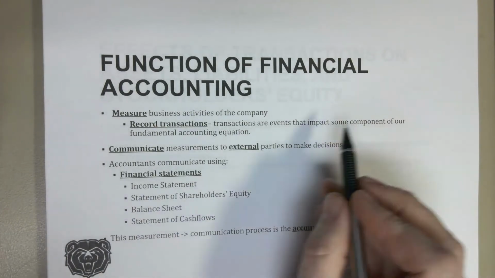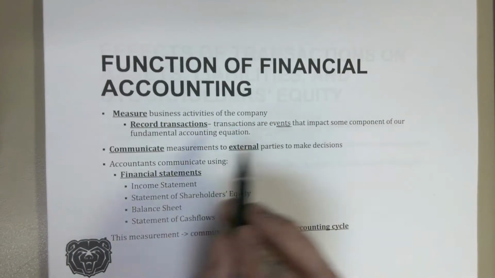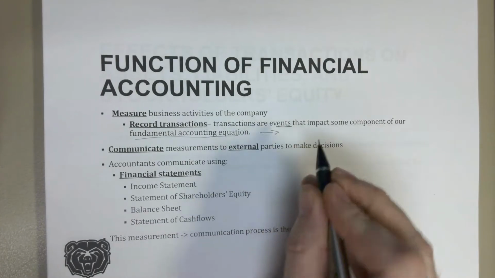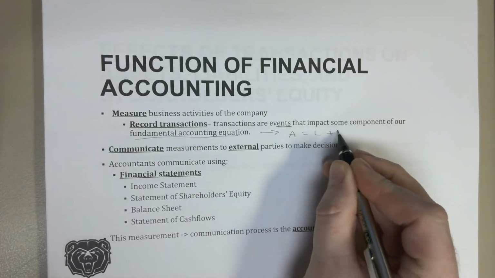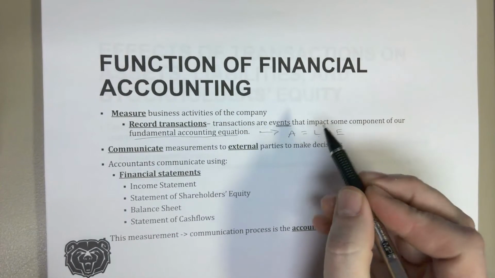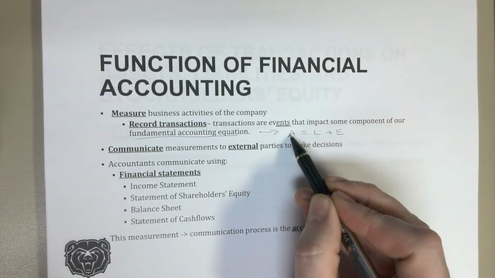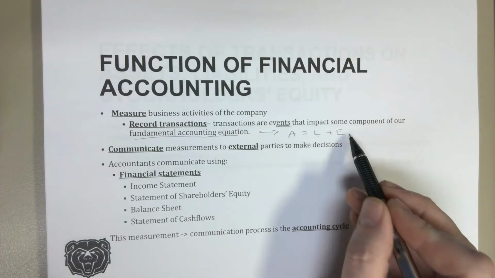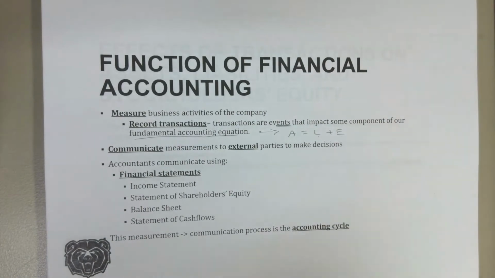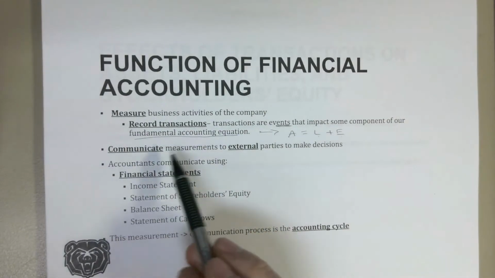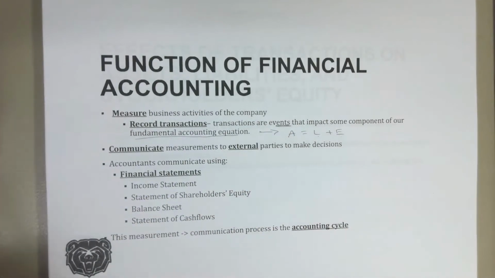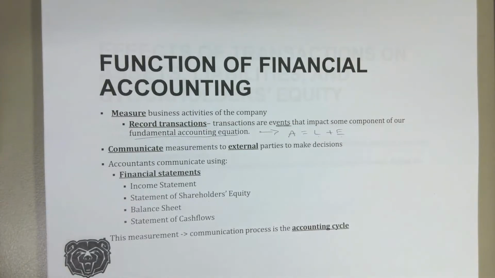Okay. So you can see here, transactions are events that impact some component of our fundamental accounting equation. And again, that fundamental accounting equation is going to be A equals L plus E. Right, so assets equal liabilities plus equity, or in other terms, the resources available for our company equal the claims to those resources, whether that's from creditors or from owners of the company. Okay, and then these financial statements that we produce, those are the way we communicate the measurements and the recording of those measurements to external parties. Those are the investors, the creditors, the government, whoever's interested in this, right?